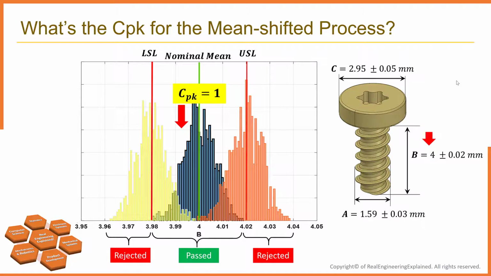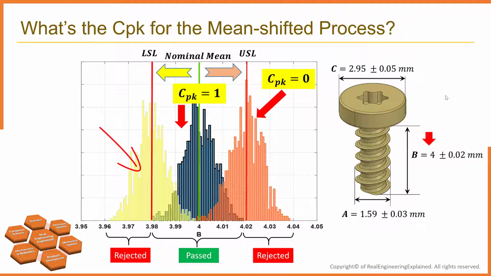Now the question is, what about a mean shifted process? As we mentioned earlier, for the perfectly centered process within the USL and LSL, the CPK is equal to 1. Assume the mean of the process is shifted toward the USL over time, and the histogram of the new sample data looks like the orange one. The CPK gradually decreases and eventually reaches 0. In this case, the process mean overlaps with USL. Similarly, if the process mean is shifted toward LSL, the CPK will decrease and will equal 0 whenever the mean of the process overlaps with LSL.